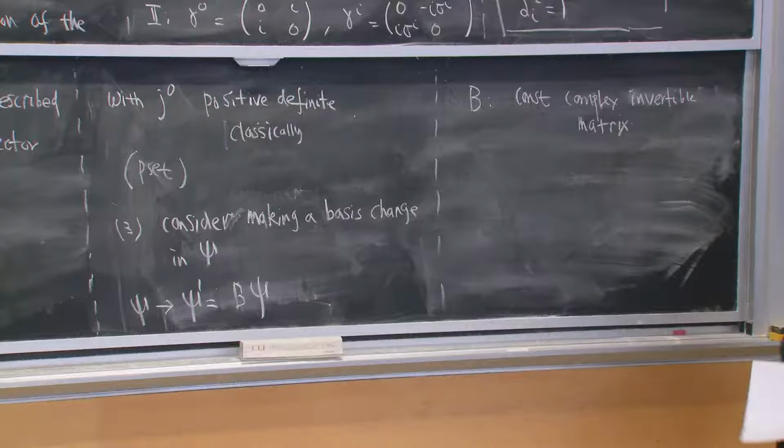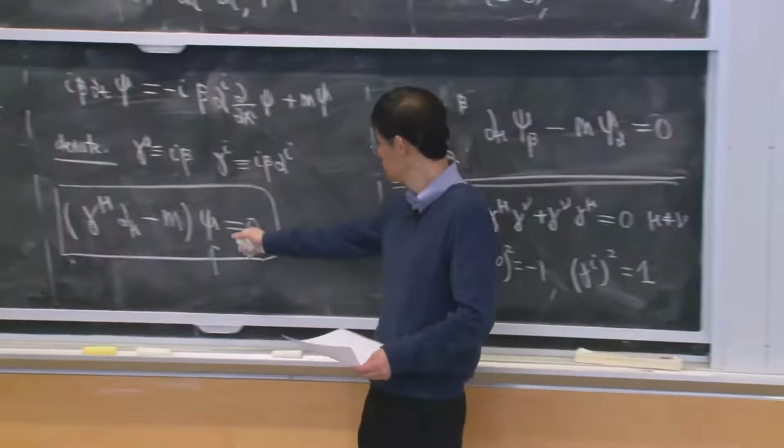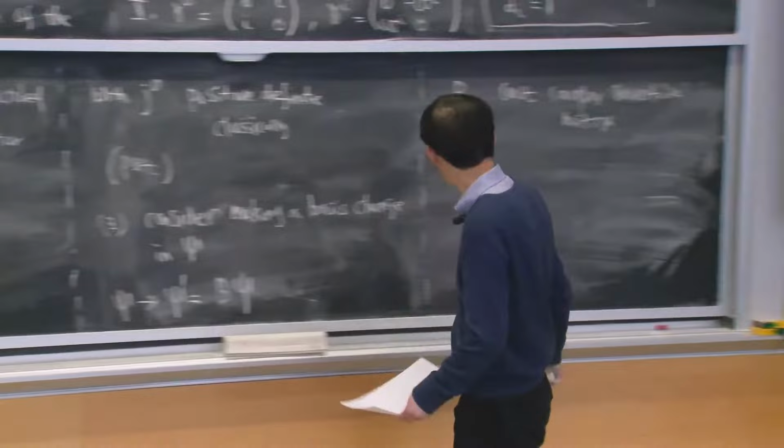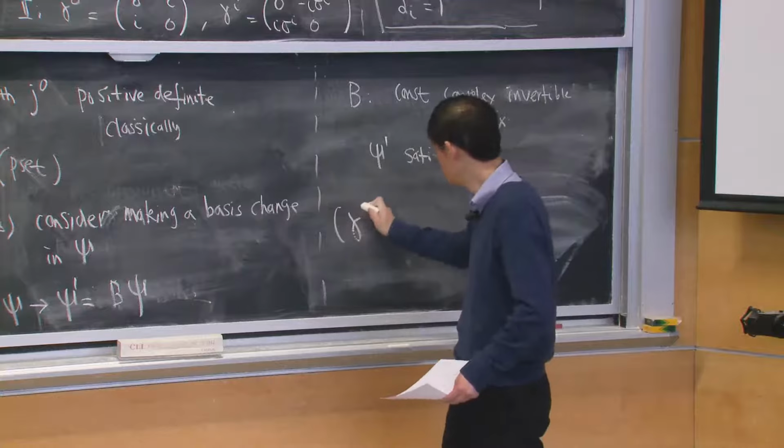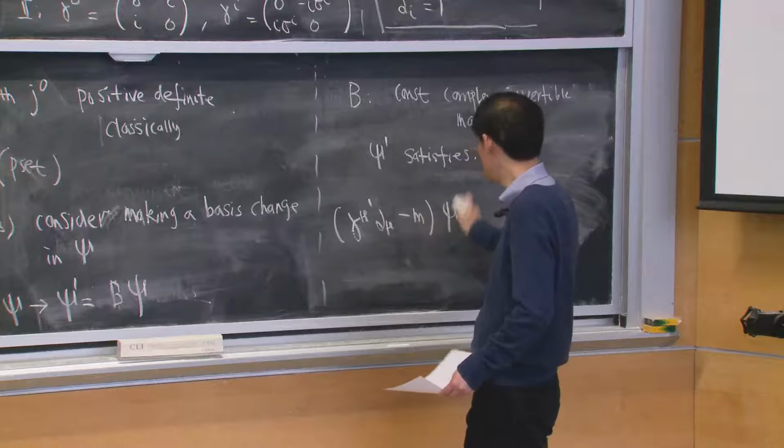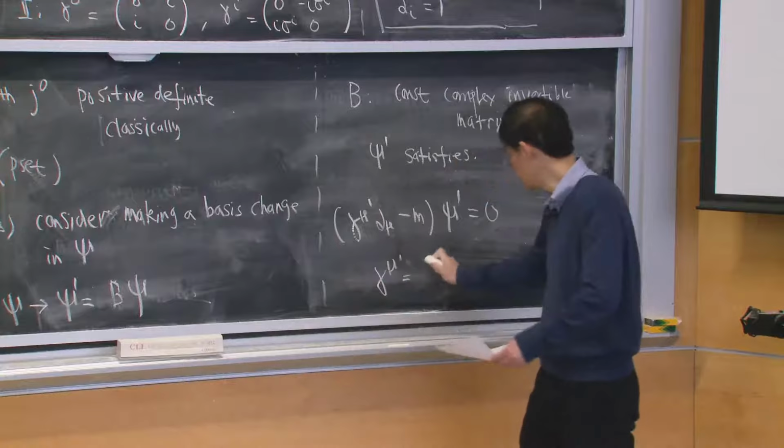Now if psi satisfies this equation, you can easily convince yourself that psi prime satisfies the following equation: gamma mu prime partial mu minus m, acting on psi prime, equal to 0, and gamma mu prime is equal to B gamma mu B inverse.